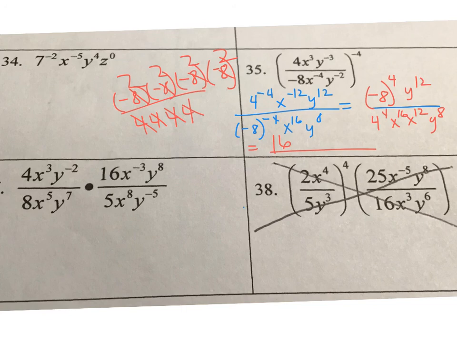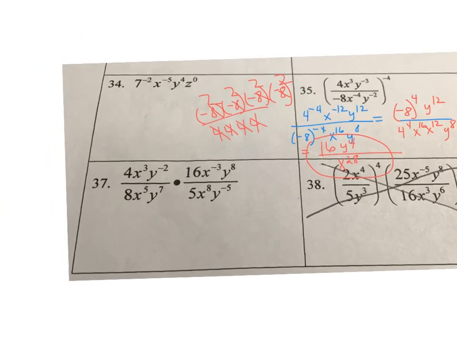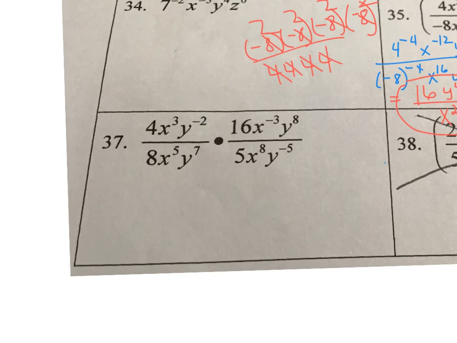Okay, so all the x's on the bottom can be put together, so that's 28. And then the y's, the top y wins by 4. So your answer is 16y to the 4th over x to the 28th. All right, last one, number 37.